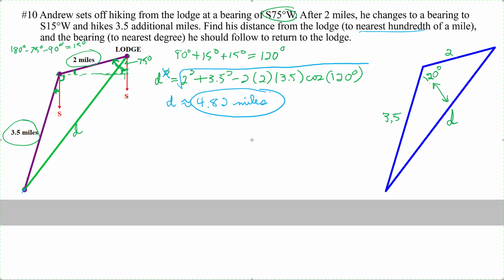Okay, so we move on to the next part of the problem. We want to find the bearing, to the nearest degree, he should follow to return to the lodge. So if Andrew's right here, what bearing should he take to get back to the lodge? I'm going to go ahead and erase some stuff just to keep things cleaner. These problems get a bit messy, so let's erase anything that we don't really need, and we'll fill it in as we go.